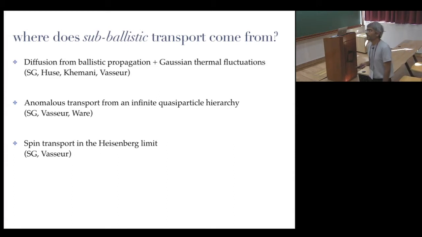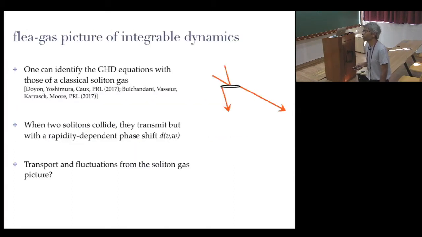Okay, so the starting point for all of this analysis is this idea due to Doyon, Yoshimura, and co. that says that the GHD equations look like the equations of motion for a classical soliton gas. You can think about it as a kind of hard rod gas, but generalized in the sense that each set of quantum numbers has its own hard rod radius with respect to each other. I'll say a bit more about that.